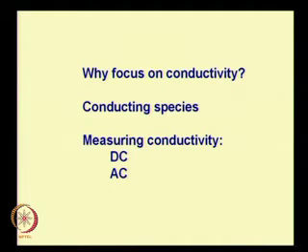Specifically we will look at the DC methods for measuring conductivity as well as the AC method for measuring conductivity, DC being direct current and AC being alternating current, and we will see what are some of the important differences between these two methods, what are some specific aspects that we need to be conscious about, careful about when we make those measurements.